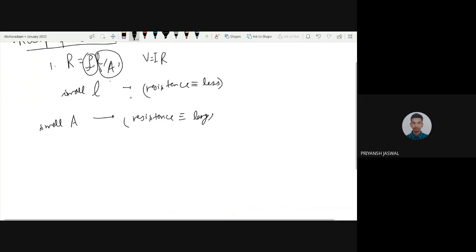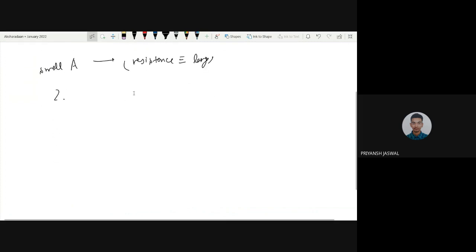That was it. And then we studied the combination of resistors. There were two ways so far in which we could connect the resistors, and that was series combination and parallel combination.